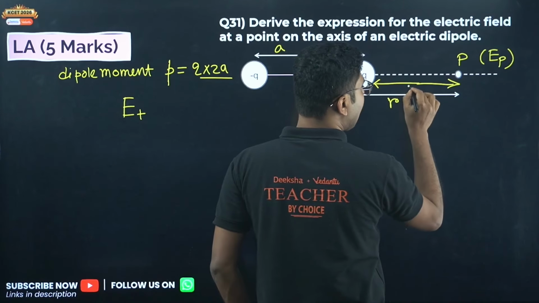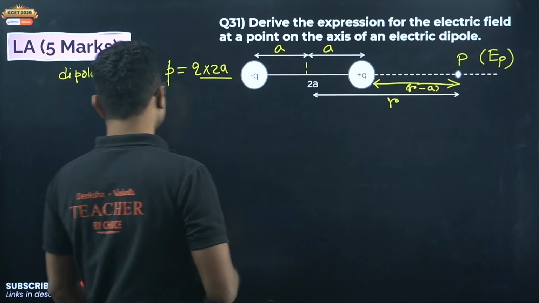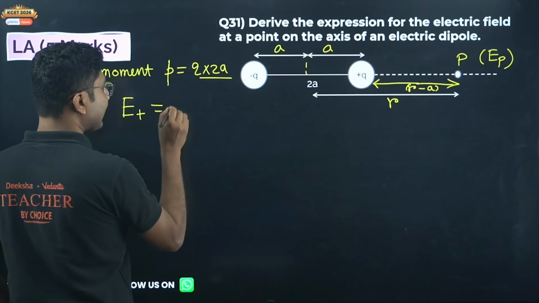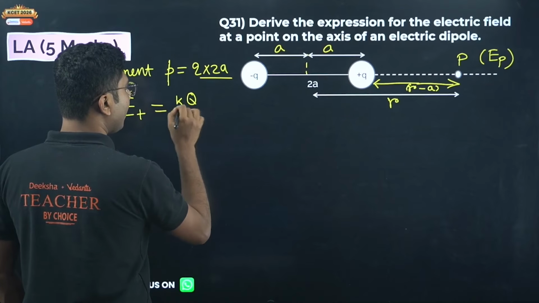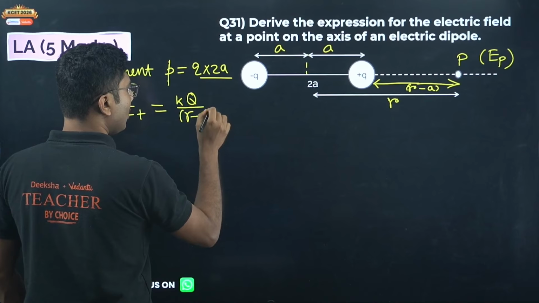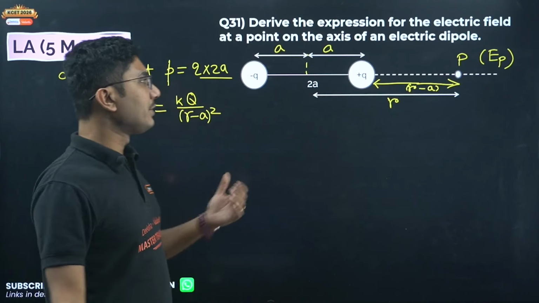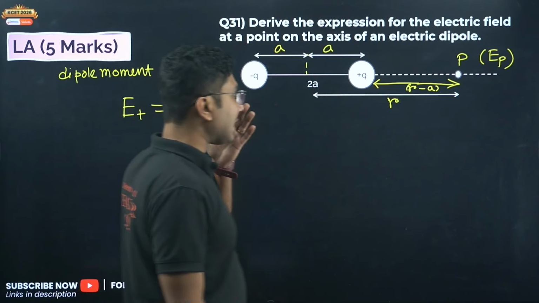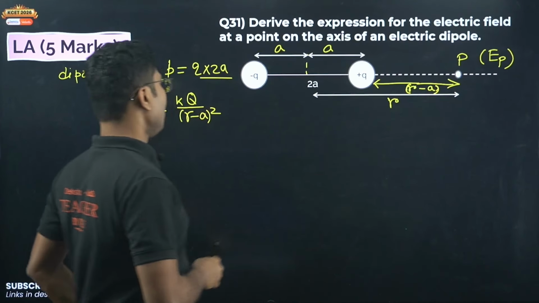Okay, so this will be r minus a. So E plus, the electric field, we know is given by KQ by R square, in this case R minus A whole square. So if you draw the diagram properly, it will save you time. Also, it will help you understand the derivation as well. Okay, R minus A whole square.